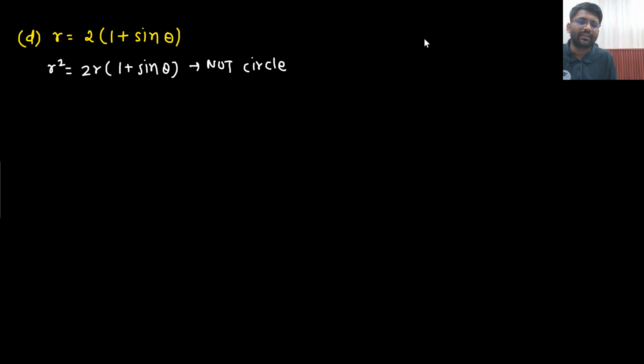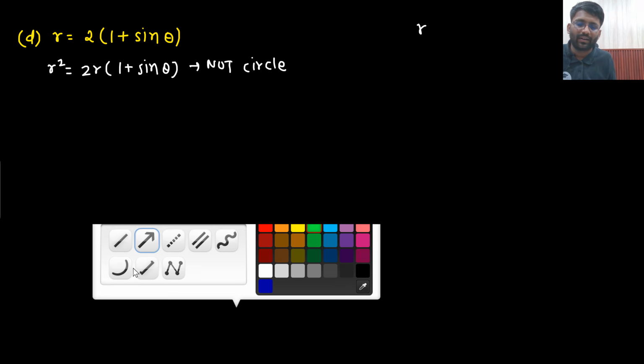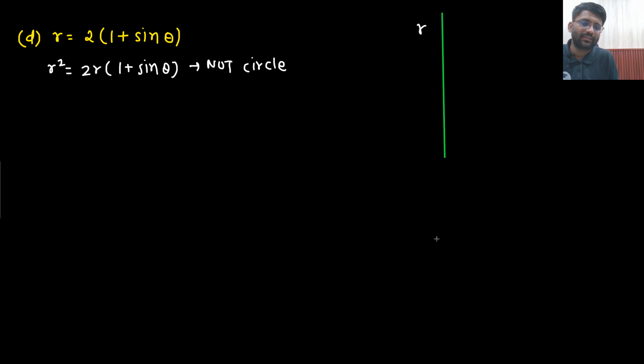Again, if you multiply by r on both sides, you will get nothing. It will not be a circle. So which method am I left with? Only one method is left: take the value of theta and write down the value of r.